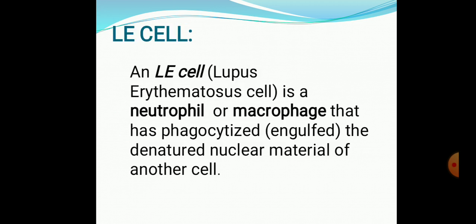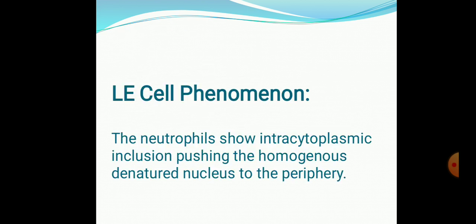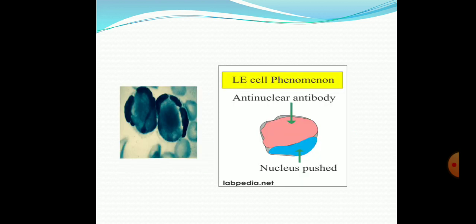LE cell. An LE cell is a neutrophil or macrophage that has phagocytized the denatured nuclear material of another cell. LE cell phenomenon: the neutrophils show intracytoplasmic inclusions, pushing the homogeneous denatured nucleus to the periphery. Here in this picture we can see peripheral nuclear material with intracytoplasmic inclusions. Demonstration of LE cells.